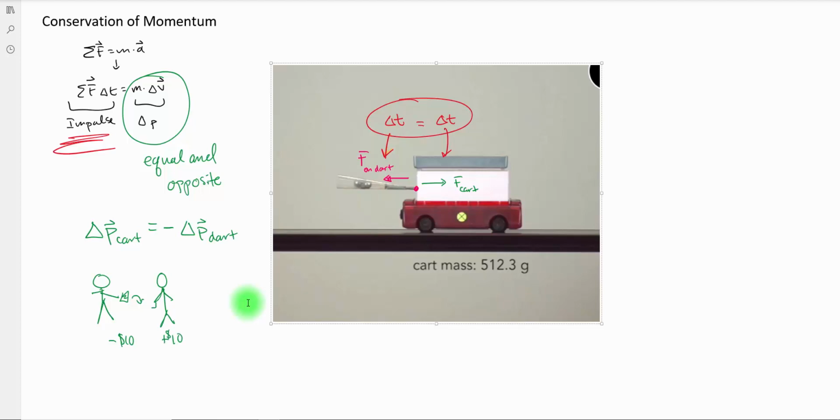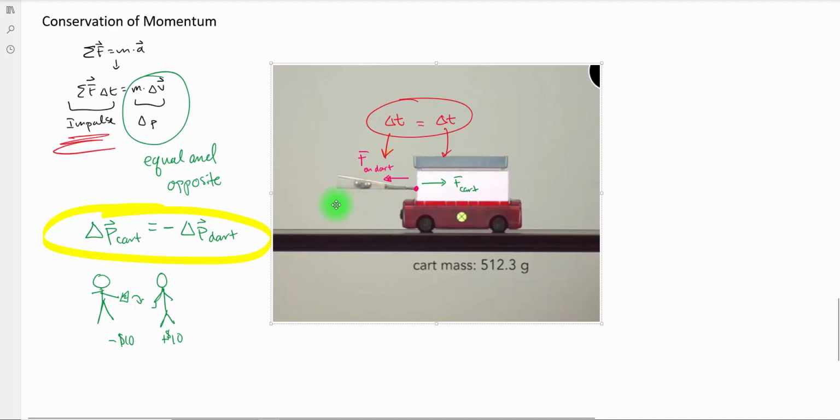So we can consider that the total dollar value before the exchange equals the total dollar value afterwards. We can set up an idea for momentum based on that same concept without getting into the nitty-gritty details of writing out every single step of a derivation. With forces being equal and opposite for the exact same amount of time, we get equal and opposite changes in momentum.